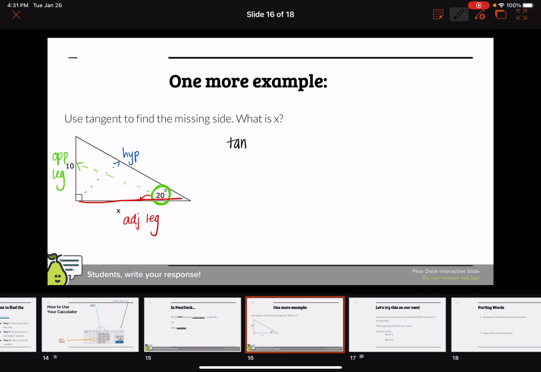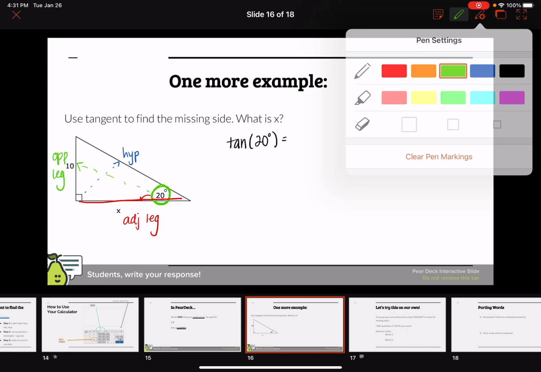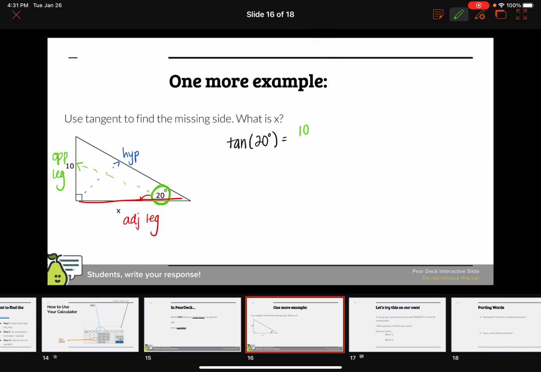Set up our equation. Tangent of our reference angle equals opposite divided by adjacent.